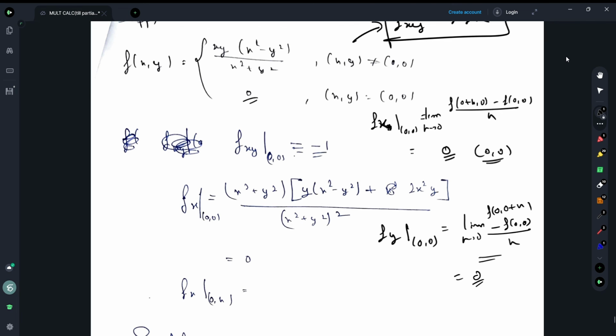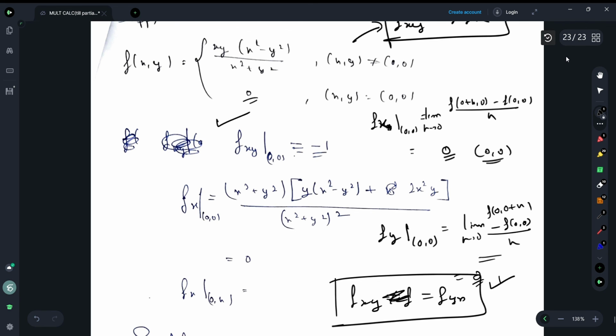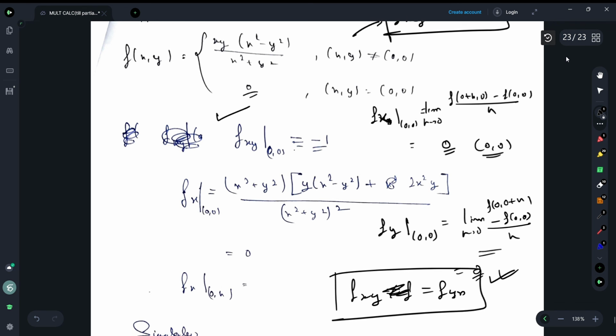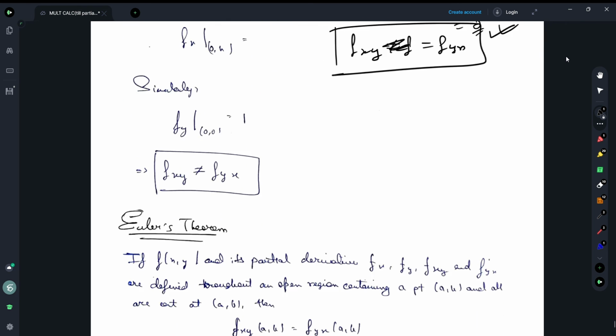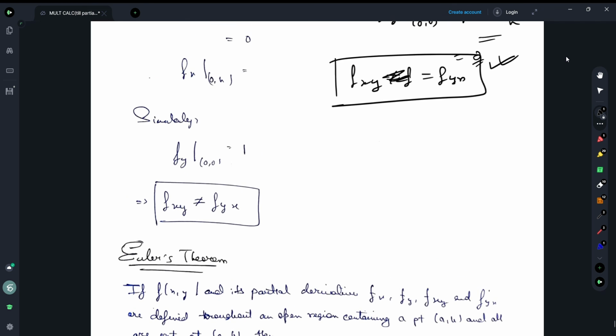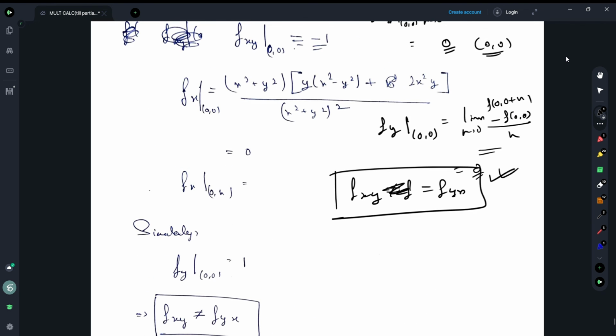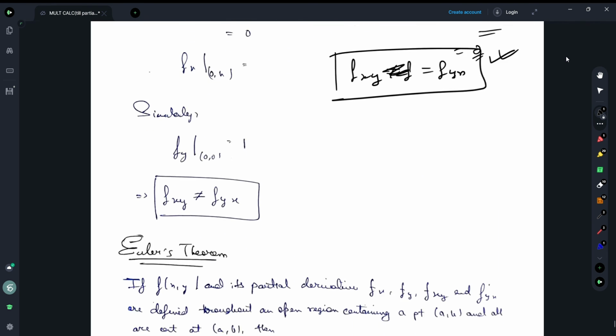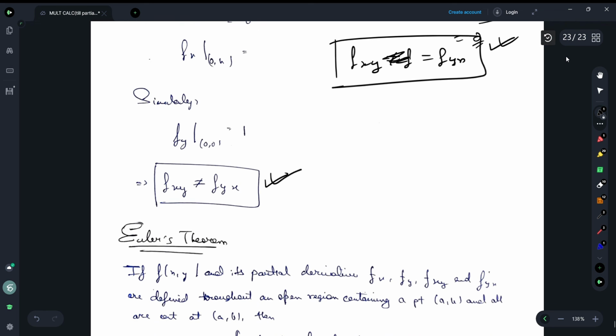Now it's your homework to find the values of fxy and fyx and to check whether fxy equals fyx or not. If equal, then okay. If not equal, then also it's okay. You can check it on your own. My answer tells that fxy will not be equal to f of yx. Okay, so you can verify whether it happens or not.